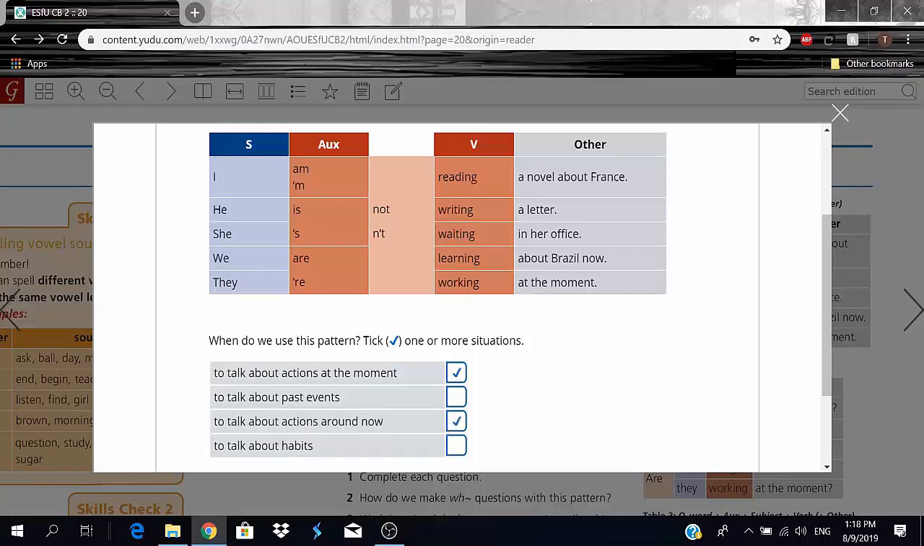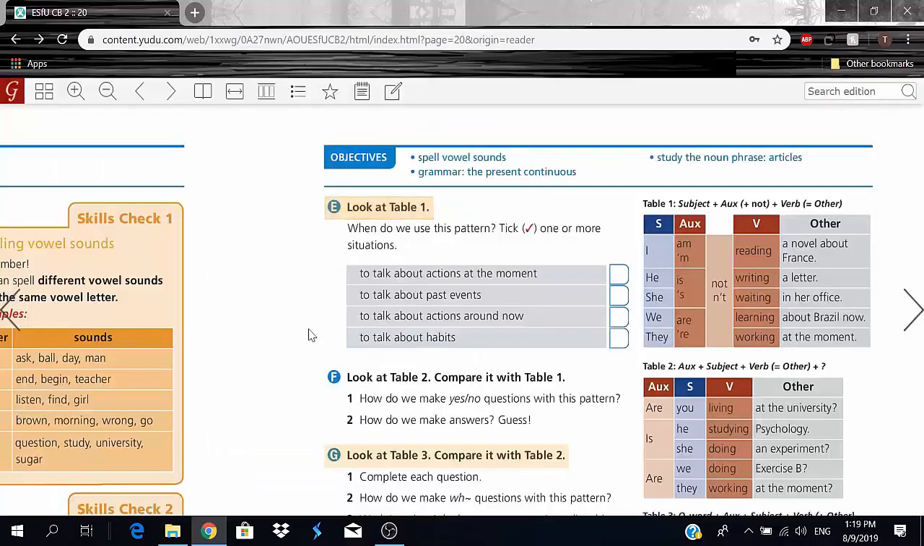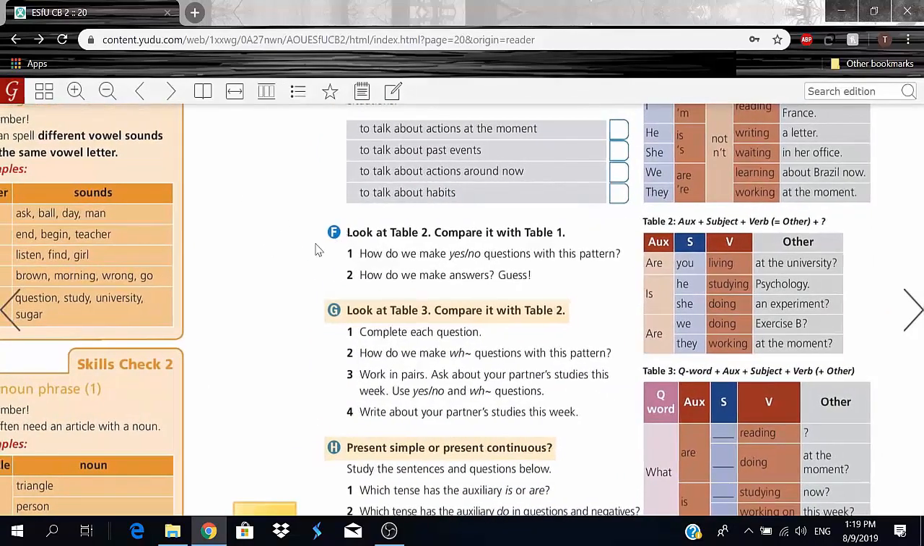I can say, he's looking for a job. He's not exactly looking for a job at this moment in time, but he's looking for a job around this time. Okay, you guys? So, pretty simple stuff. To talk about actions at the moment, to talk about actions around now, are the situations used when we're using the present continuous. Now, let's move to exercise F. Look at table 2 and compare it to table 1.